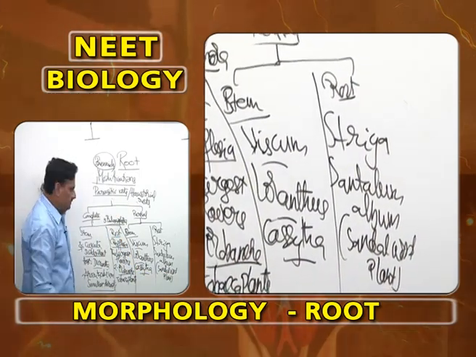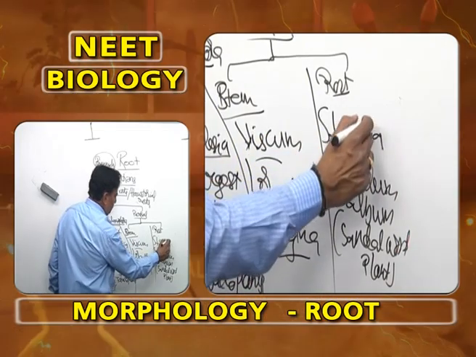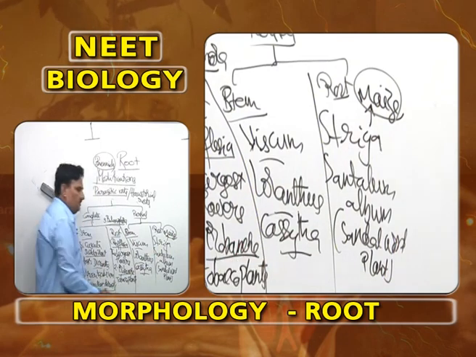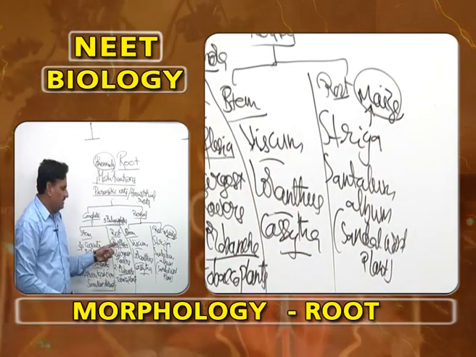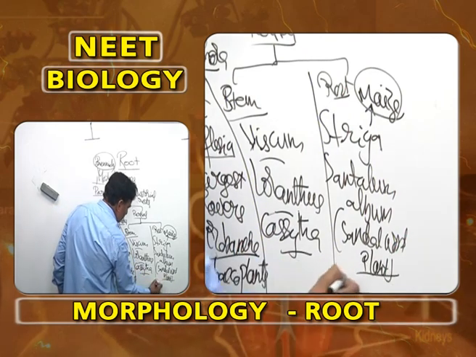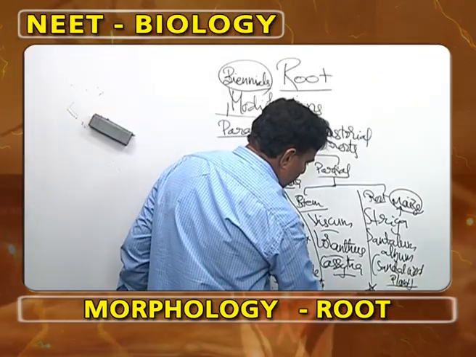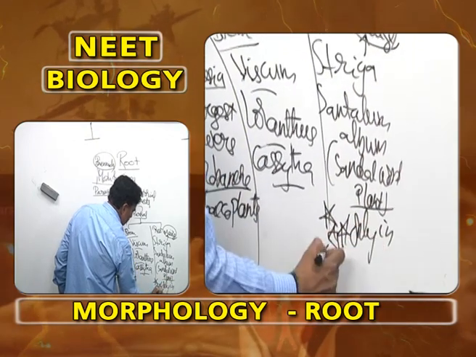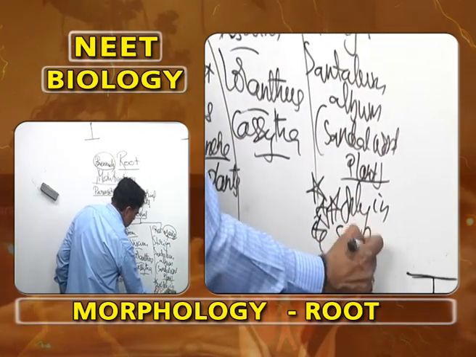The speciality of Striga is it is a partial root parasite mostly on maize roots. Santalum album, sandalwood, very important bit. It is a partial root parasite only in its seedling stage.